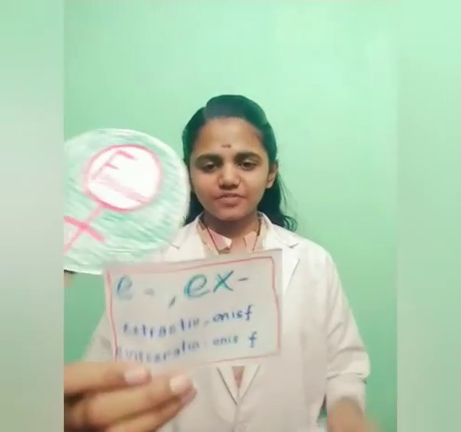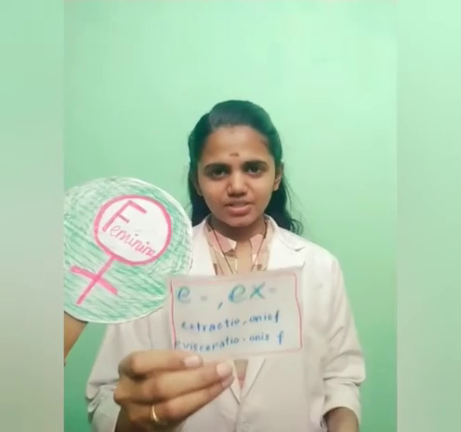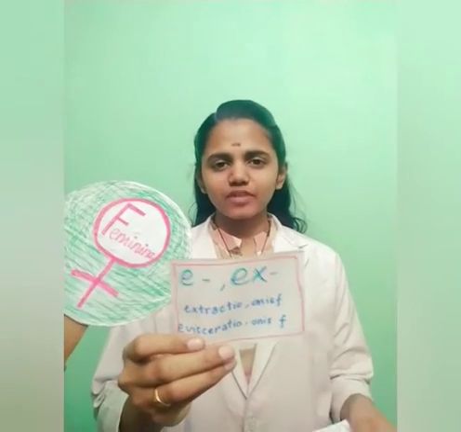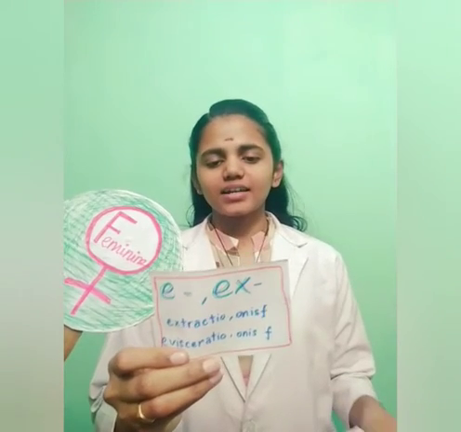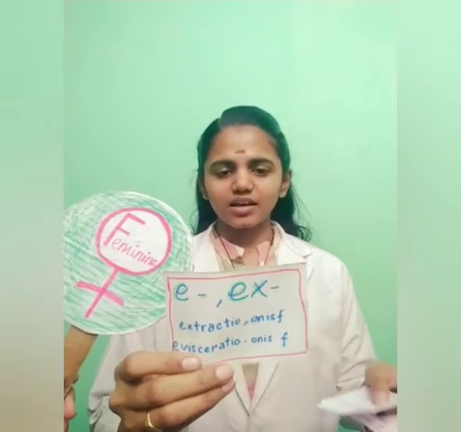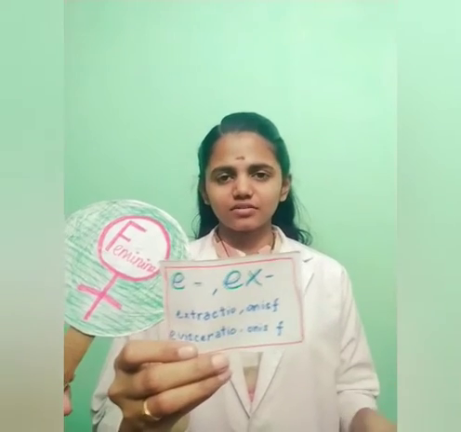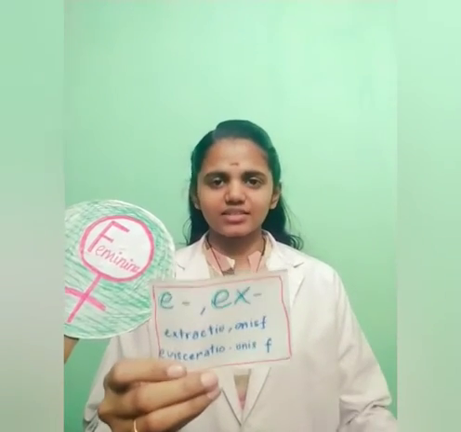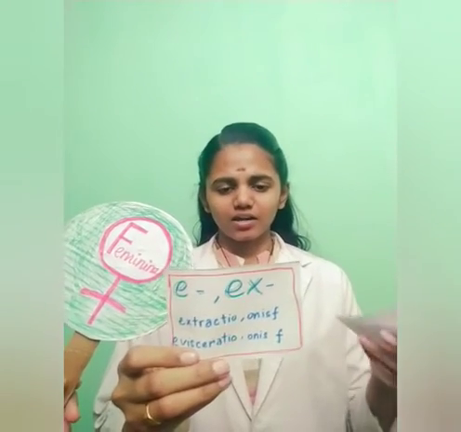And the next is e. It means from. Example is evisceratio, evisceratiónis. It means the removal of contents from an organ or a portion of organ. And the next is ex. Ex, it means out of. Example is extractio, extractionis. It means action of drawing out a part of body or a foreign body.